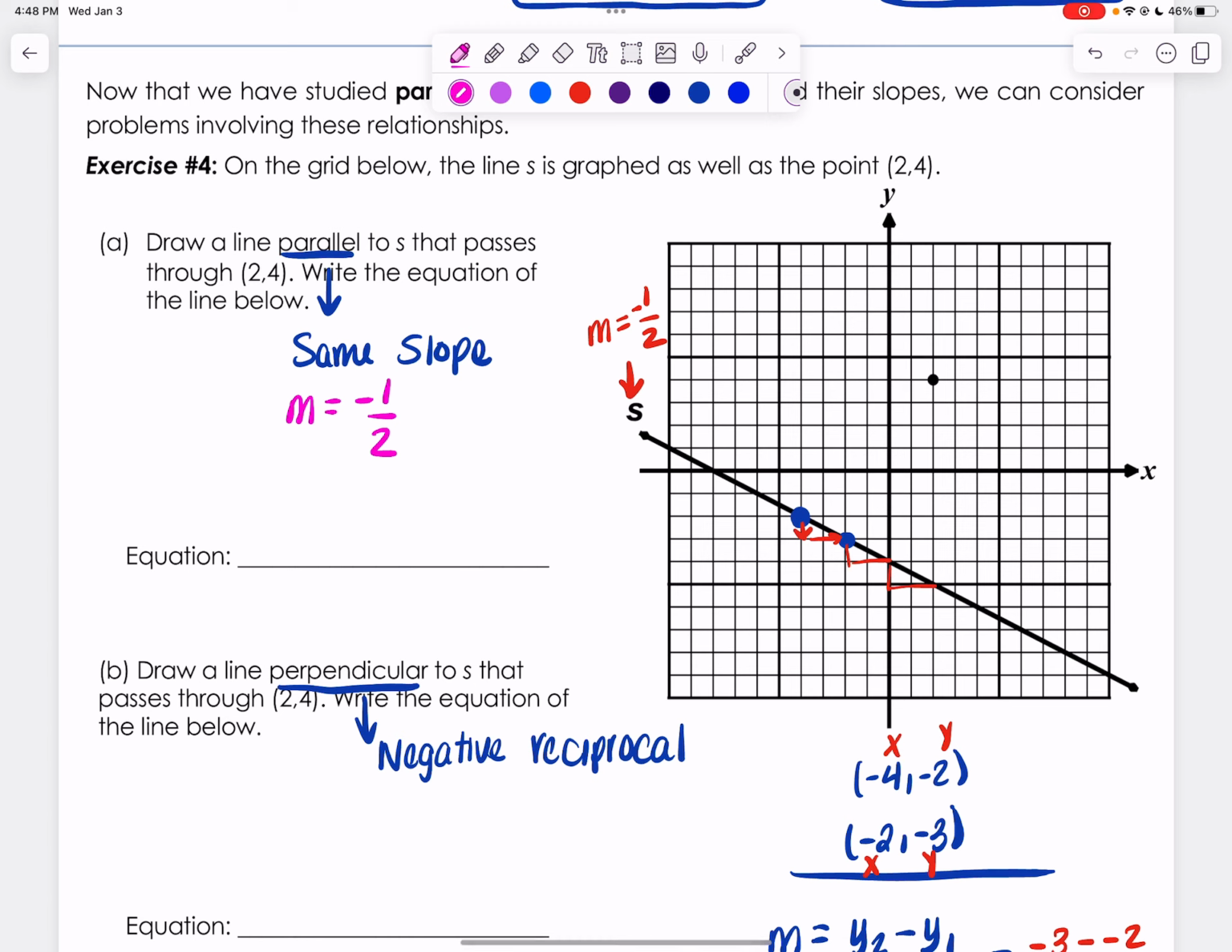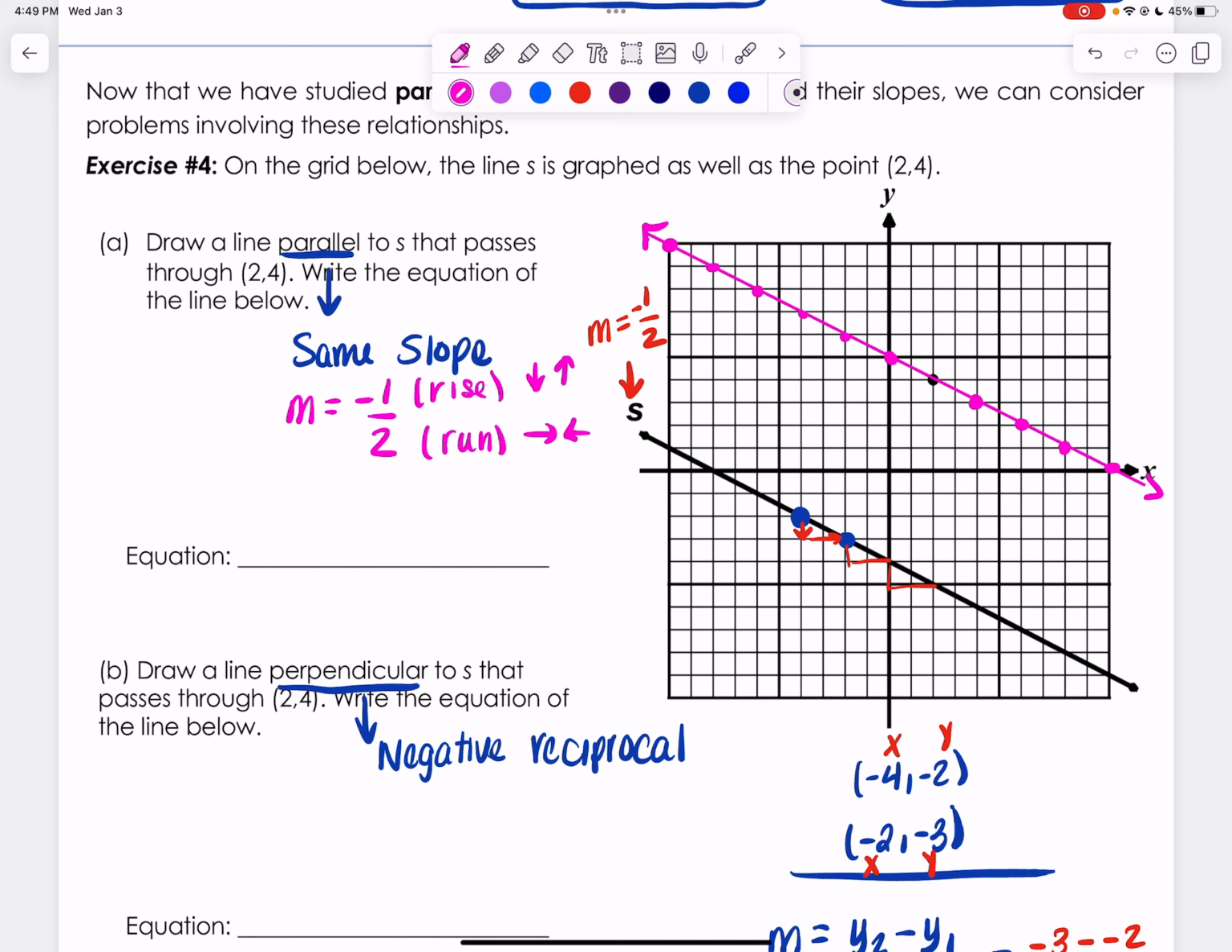So what I'm going to do is start at the point (2, 4), and go down 1 and to the right 2. So down 1, right 2. And then keep going down 1, right 2 until I run out of room. Now I ran out of room, so now I'm going to go backwards, and I'm going to go up 1, left 2 from my point (2, 4). So I go up 1, left 2. And if you notice, we run out of room, and we can connect our points, and we can see that our lines are parallel to each other. They will never touch.